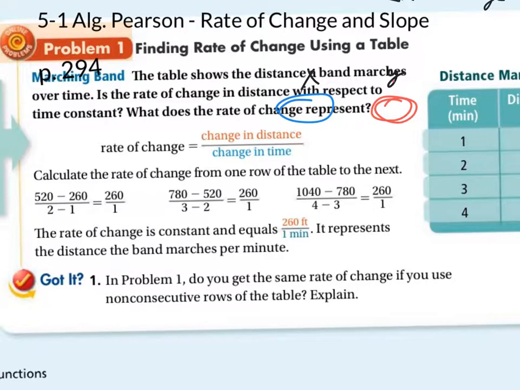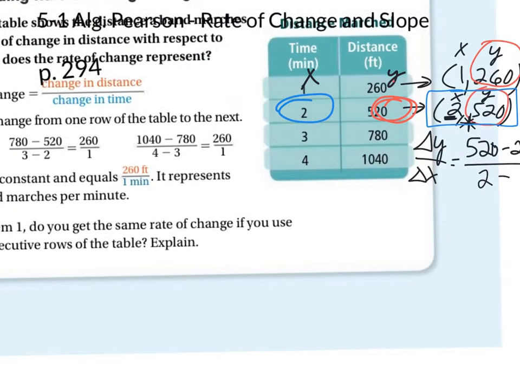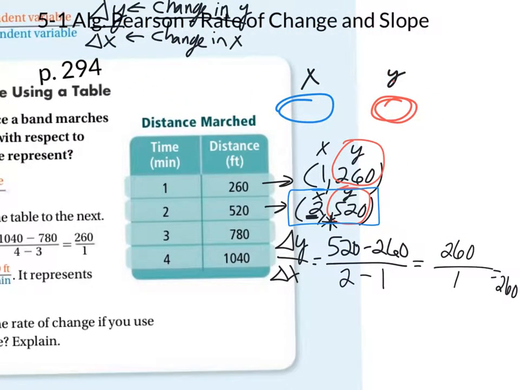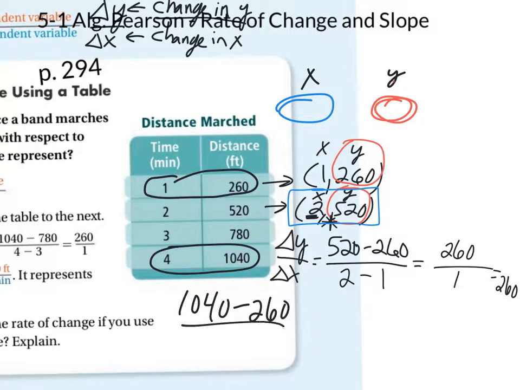And the guide just says you get the same rate of change if you use non-consecutive rows. So in other words, if we used, let's say, 1, 260 and 4, 1040, you could work that out, and you'll end up getting the same answer. So it doesn't matter with slope. If it's a straight line, you can pick any 2 points on the line and you should get the same slope. So that's a good way too of checking your answer. If you have time, you could do 2 points and then work it out, and then pick 2 other points and just double check and make sure you have the right answer.